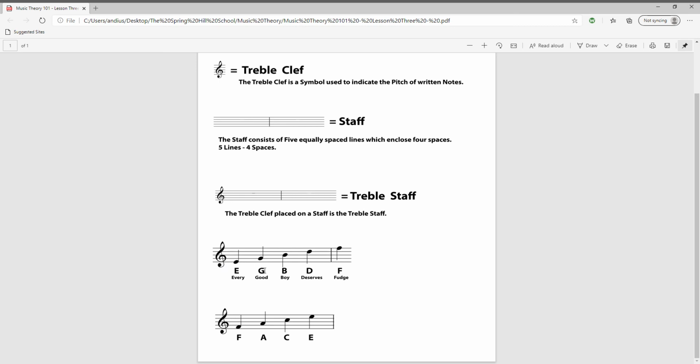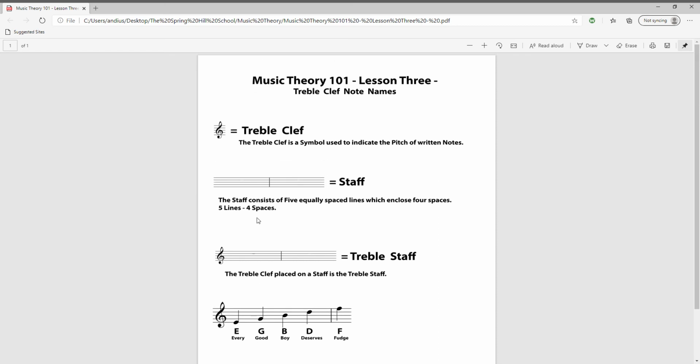Now look, remember how I said this spirals around the G? Good. The G is the second line. You see how it spirals around. That's why it's sometimes called the G clef, but it's the treble clef. Every good boy deserves fudge. That's the lines. Face is the spaces. This has been a review of Lesson 3.